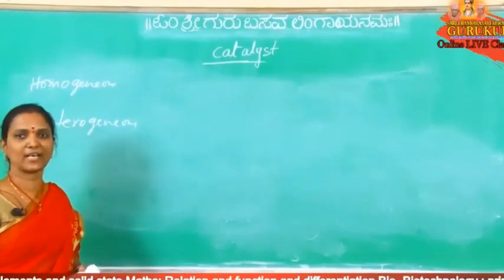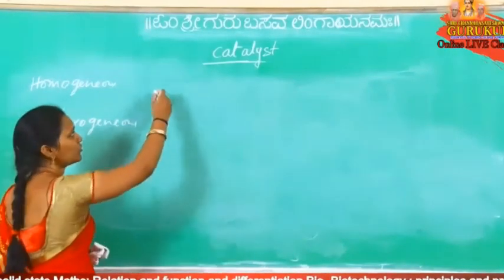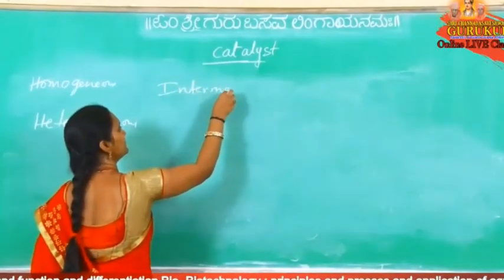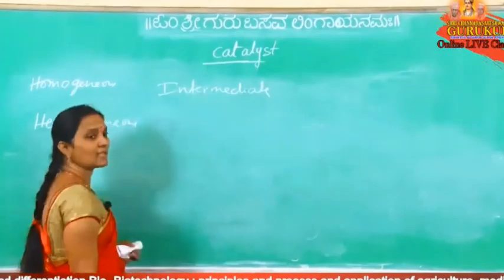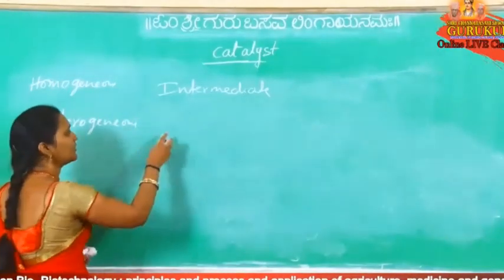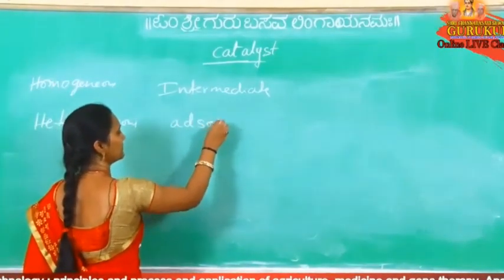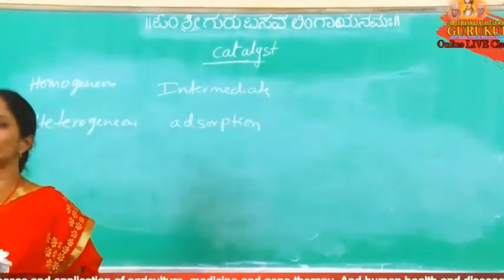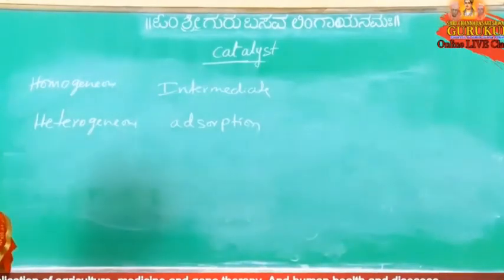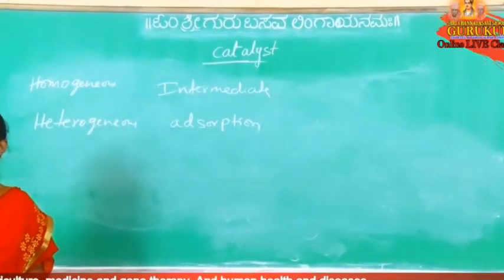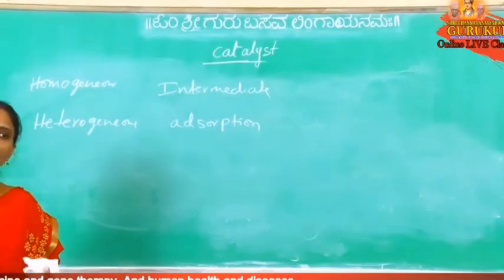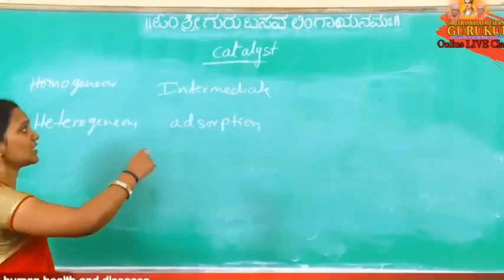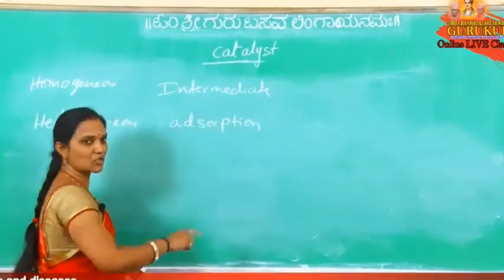So homogeneous catalytic reaction, how does this reaction take place? Now two mechanisms are there. Here intermediate compound formation, and here adsorption principle. Heterogeneous catalytic reaction occurs based on adsorption principle, and homogeneous catalytic reaction occurs based on intermediate compound formation. That's why d-block elements are used as a catalyst in homogeneous catalytic reaction and also heterogeneous catalytic reaction.